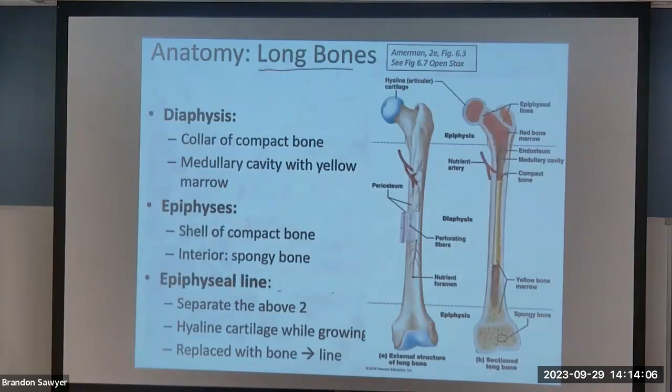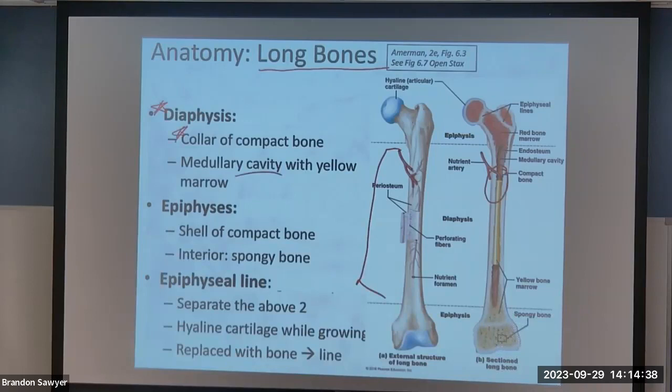We have a few structures that we use to identify different parts of it. I already mentioned before, but the diaphysis of a bone is this whole center part of the bone, right here in the middle. It always has a collar of compact bone. The outside is compact bone, and in the middle it's actually a cavity known as the medullary cavity. So it's really hollow in the middle. It's not just solid. Solid on the outside, hollow in the middle. You can see that here, right?